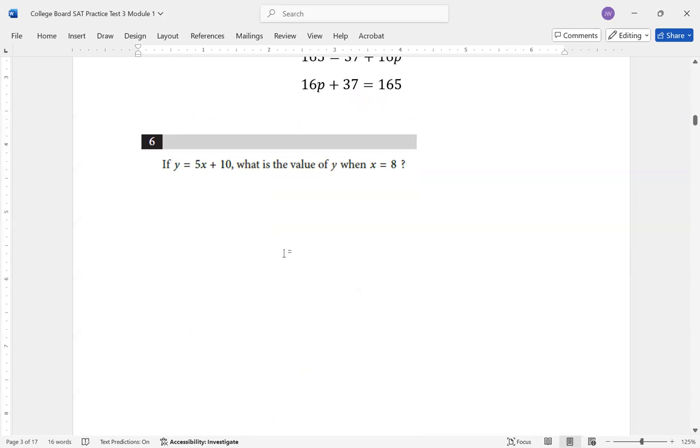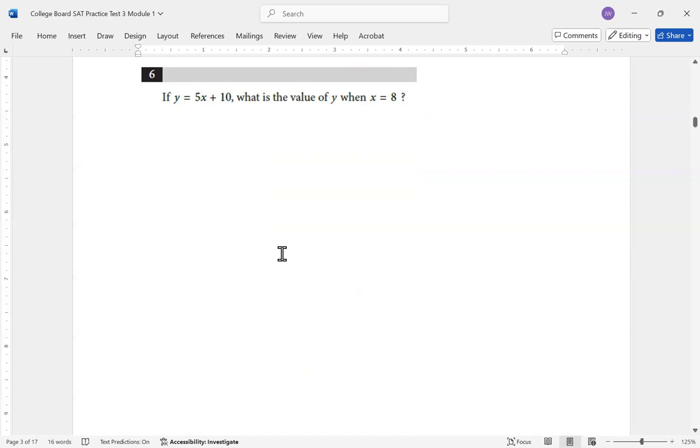Question 6 says if y is equal to 5x plus 10, what is the value of y when x is equal to 8? So in this case, what I would do is replace the x with an 8. That would give me y equals 5 times 8 plus 10.